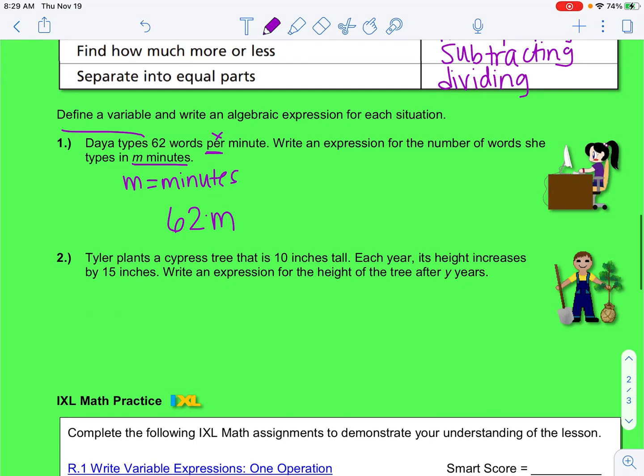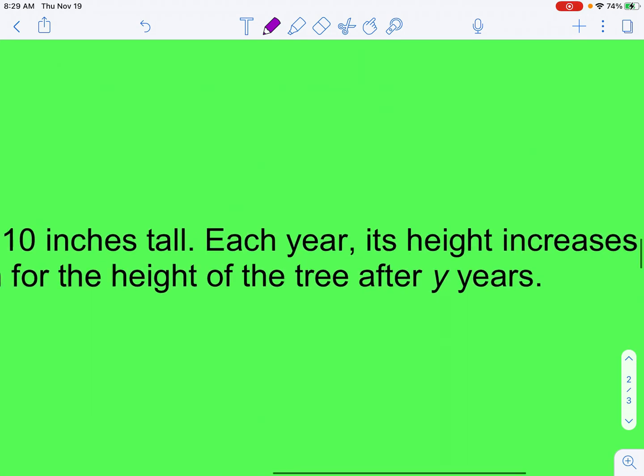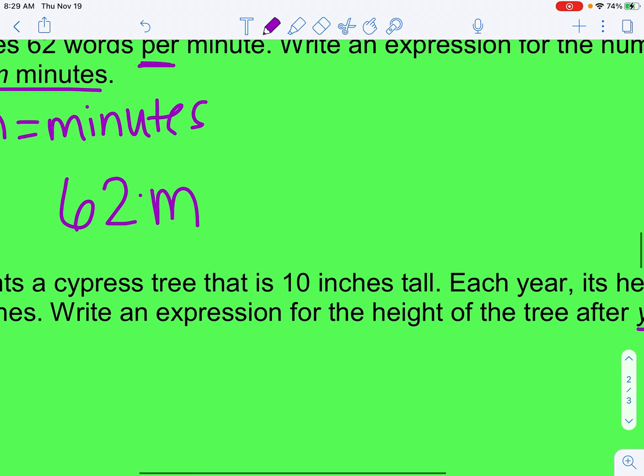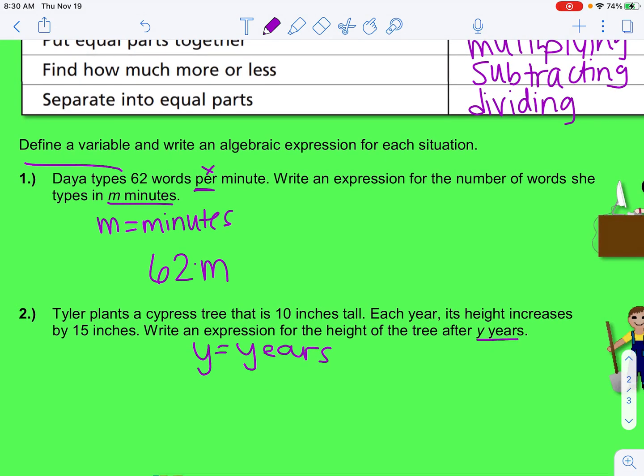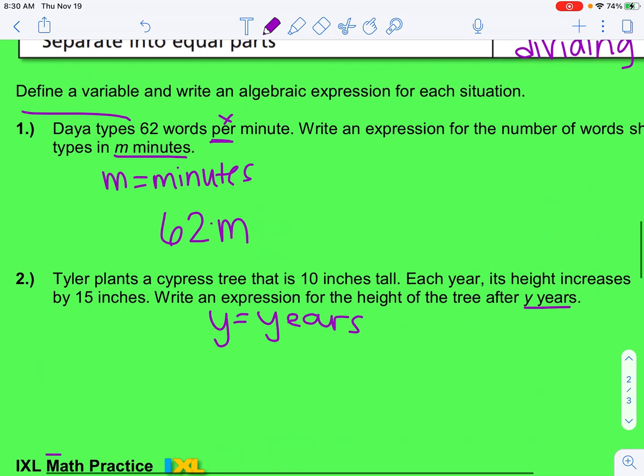Alright, number 2. Tyler plants a cypress tree that is 10 inches tall. Each year its height increases by 15 inches. Write an expression for the height of the tree after y years. So it kind of tells us what our variable is, but we're just going to write that out. We want to figure out how tall the tree will be in a certain number of years. Do we know how many years they want us to figure it out for? No, so that's why we're using y, and y stands for years.